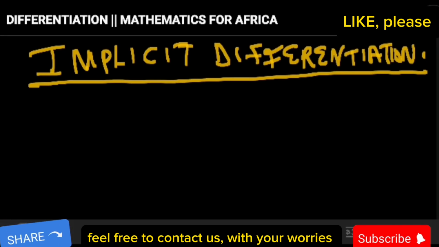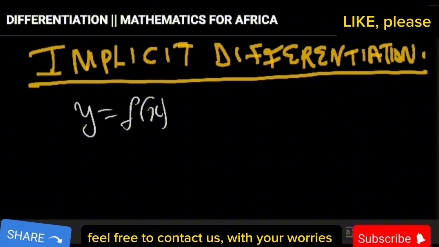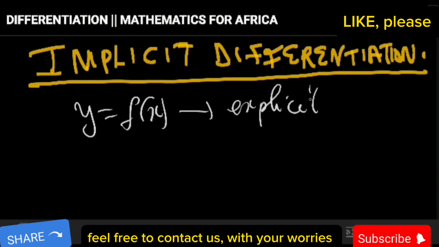So in this video we are going to see what we call implicit differentiation. Before we begin, we need to know the types of functions, which are first known as implicit functions, before we see how to apply implicit differentiation on those functions. Well, I'll begin by saying about explicit. When we talk of functions y equals f of x, we call them explicit functions.